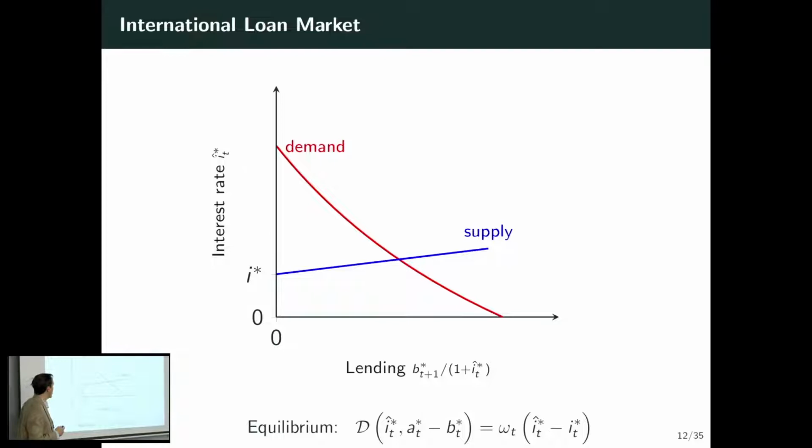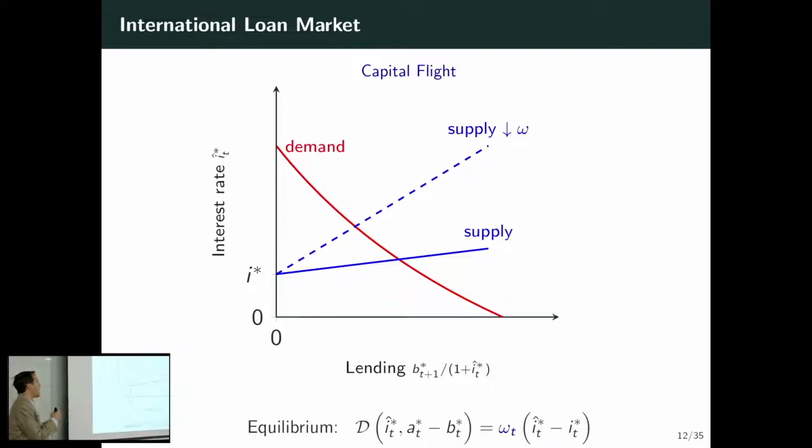Now, what happens if there's a supply shock? Investors want to pull out of emerging markets, and now for any interest rate they are willing to lend less. What happens, of course, is that in equilibrium the interest rate goes up, and the amount that the small open economy is going to borrow is going to be lower. Now, what we want to think about is what this is going to imply for monetary policy decisions and other policy decisions.